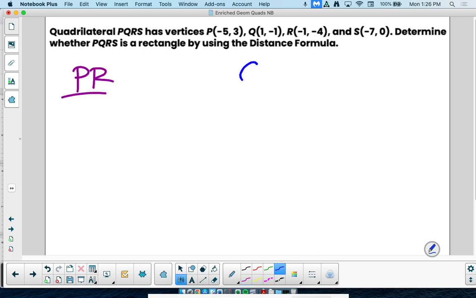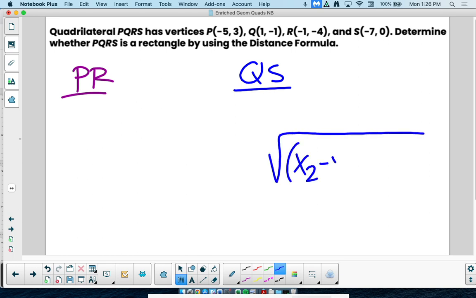Is it x2 minus x1? Formula. QS, the formula, big square root, x2 minus x1, y2 minus y1. Did you get 64? Yeah, crunch it out, we'll compare. You know what that is? Oh, it's distance. Little distance formula. That's what I got, but I don't know actually.